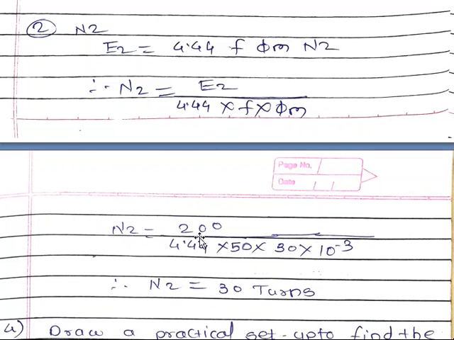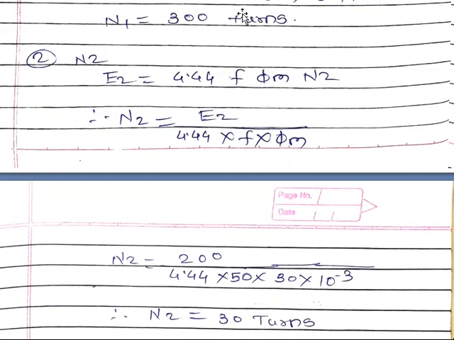Therefore N2 is equal to, E2 is 200, 4.44 as it is, frequency 50, phi m is equal to 30 milliweber, that is 30 into 10 raised to minus 3. Now the value of N2 is equal to 30 turns. So the value of N1 is equal to 300 turns and N2 is equal to 30 turns. Now the example is completed.